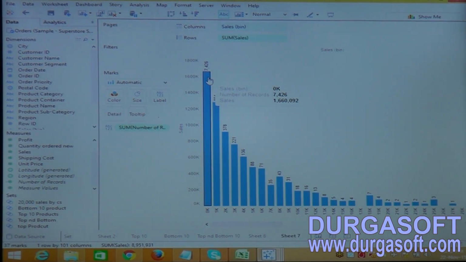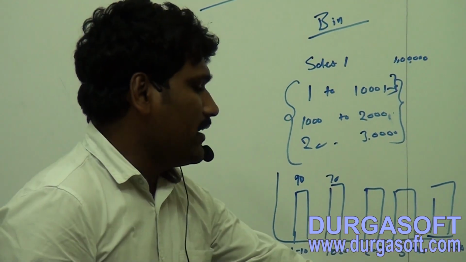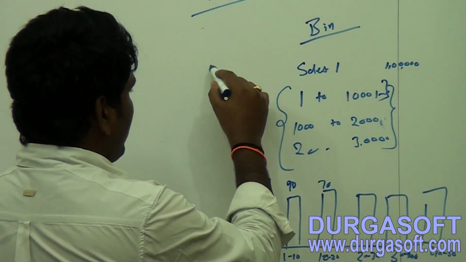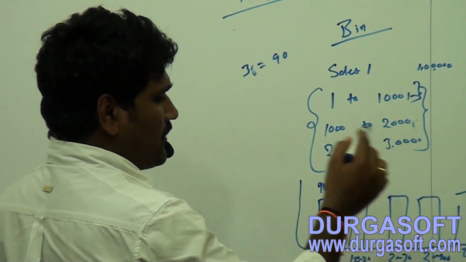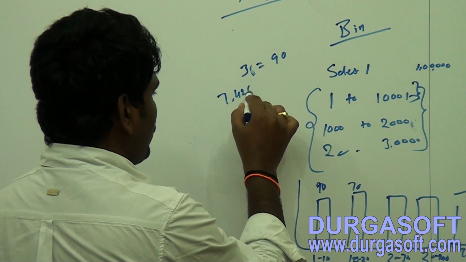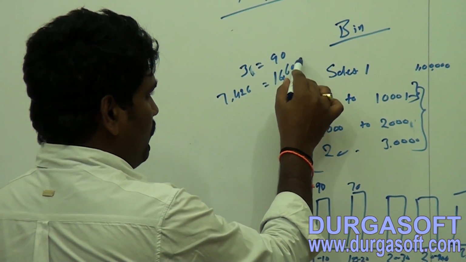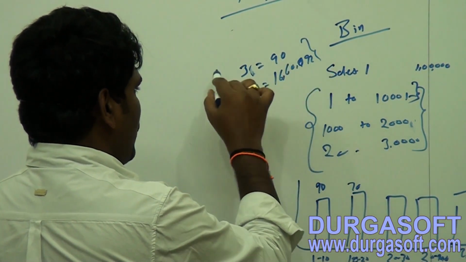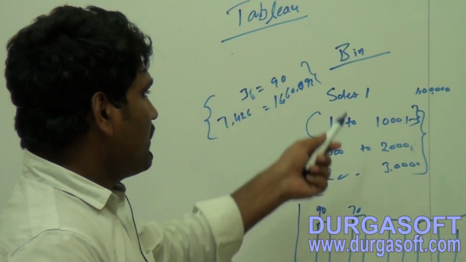See this, it is displaying that the number of records is 7,426. The total sales is 16 lakhs. Here also I can say where I can contribute that data is almost, like 90 runs. 90 runs means 3 batsmen equal to 90 runs. Here I say this 7,426 contribution equals 16,60,092. This is the contribution, how we normally understand by using bin. Okay, this is the bin.